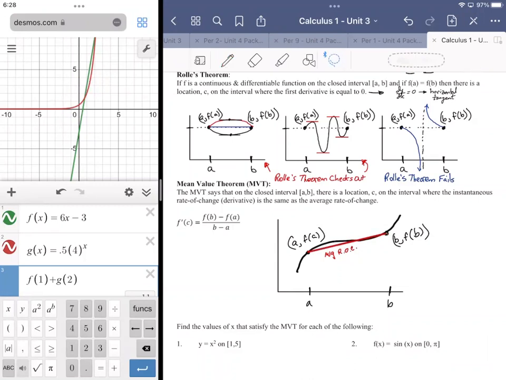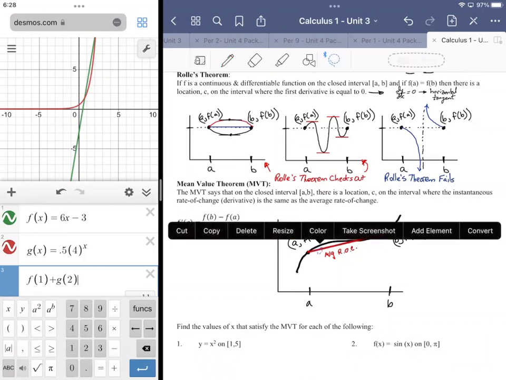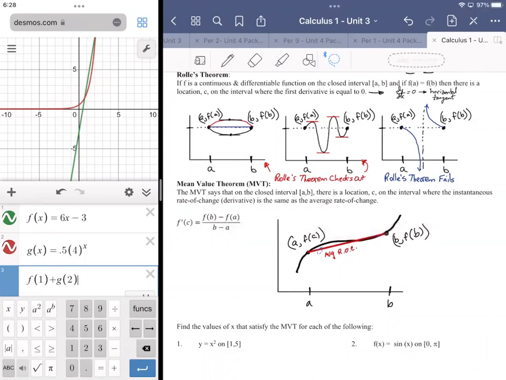All right. What the mean value theorem, and by the way, mean value theorem, average rate of change, that's a pretty decent mnemonic, because mean, thinking in terms of statistics, mean and average mean the same thing. So average rate of change, mean value theorem, that usually gets the job done for folks.